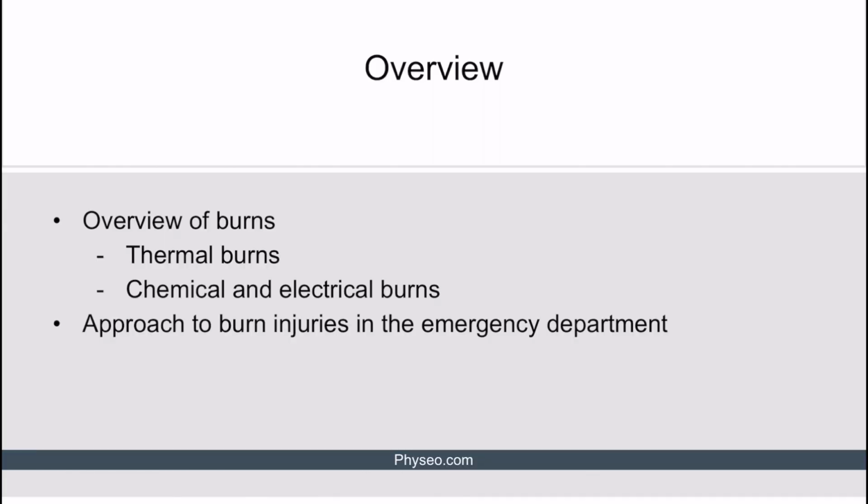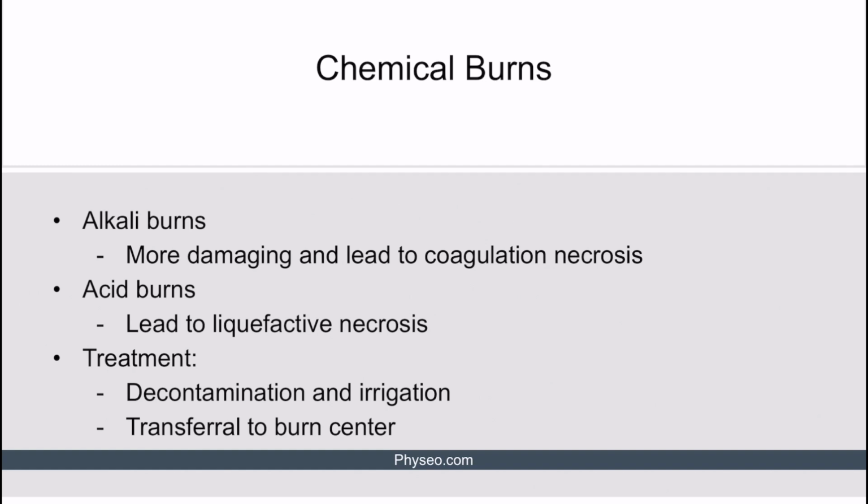Let's now briefly touch on chemical and electrical burns, discussing only the most high-yield facts for exams. Chemical burns can be either due to alkali substances or acidic substances. Alkali burns are more damaging and lead to coagulation necrosis. Acidic burns, on the other hand, are less damaging and lead to liquefactive necrosis. The treatment for all types of chemical burns begins with urgent decontamination and irrigation of the affected skin with copious amounts of water.